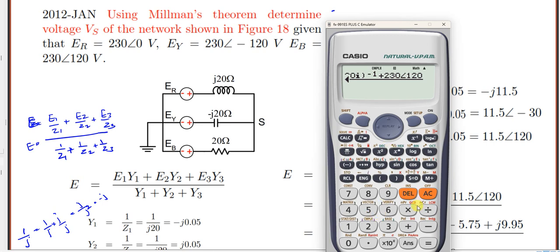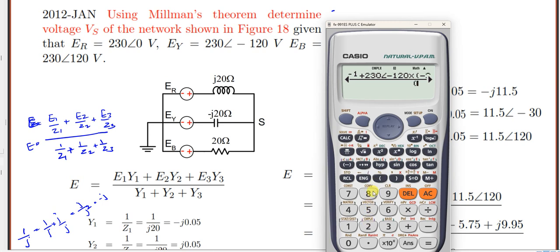into Z3. It is resistance only, so you can write 20 inverse directly. Just 20 inverse is sufficient. Without bracket also it will work because there is no j term now. You can just write 20 inverse, but I'm using brackets everywhere in the denominator. In the denominator, what are Y1, Y2, Y3? They are the reciprocal of 20j, reciprocal of minus 20j, reciprocal of 20.